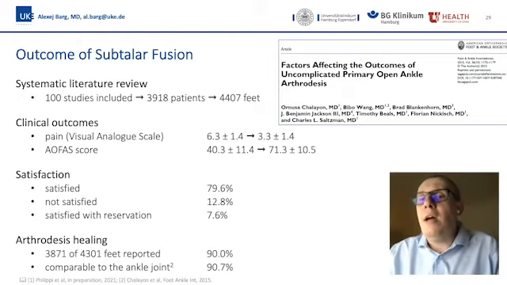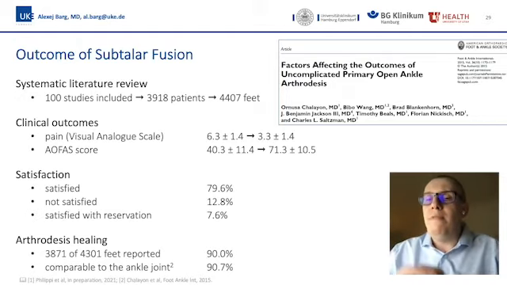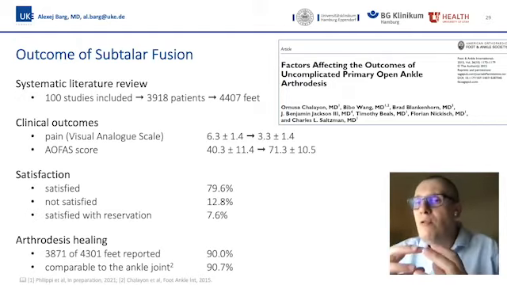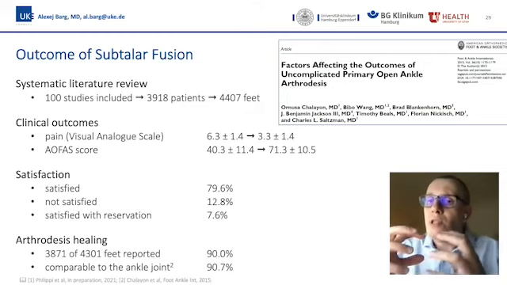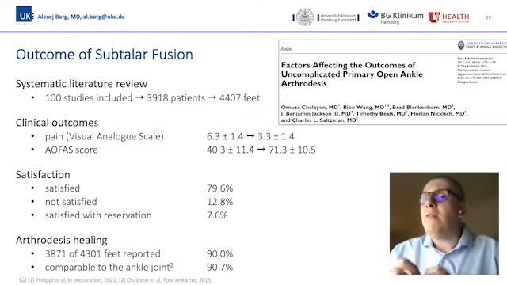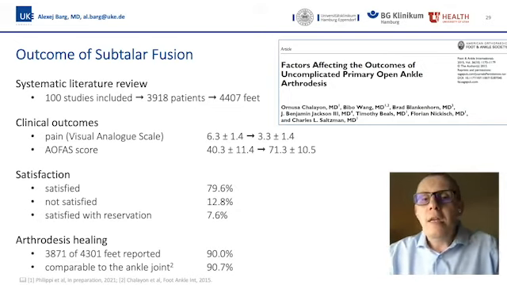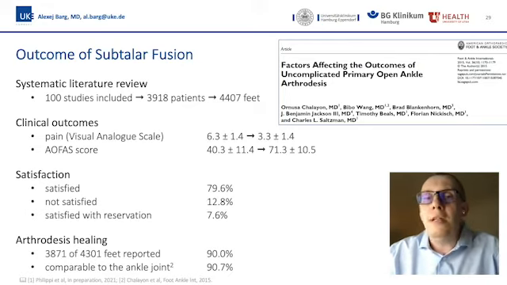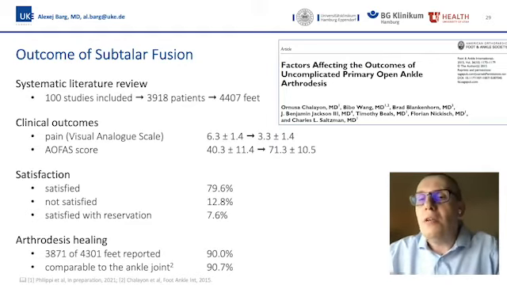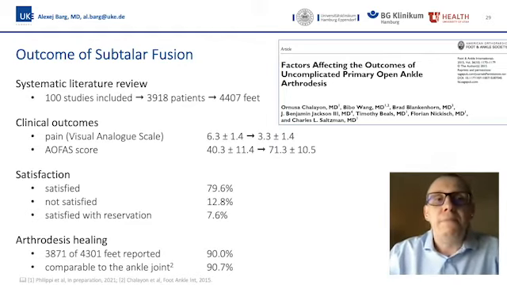Another important outcome is the healing. So when we fuse two joints, we remove the remaining cartilage and we try to put two joints together, as we heard today during this webinar. And actually, the healing rate is quite comparable to the ankle joint. This is a very nice clinical study performed at the University of Utah. So the healing rate is about the same.